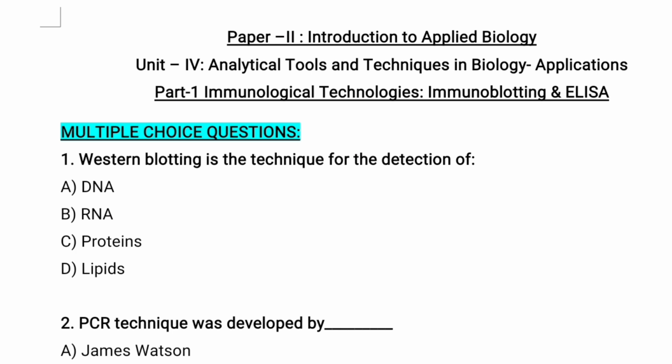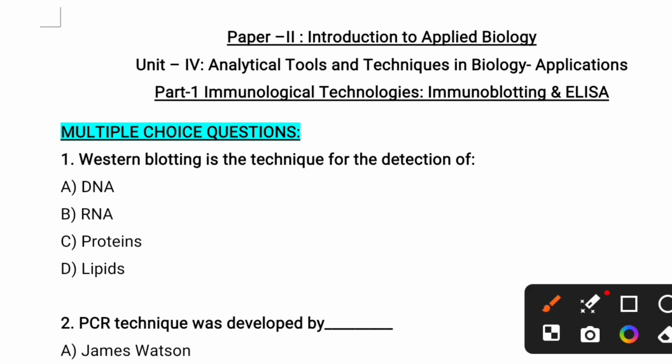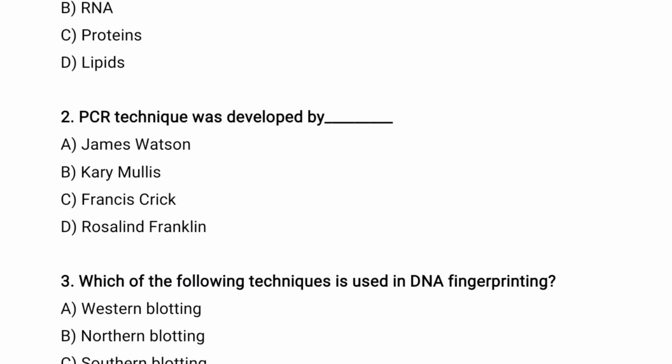Western blotting is the technique for the detection of. Options are DNA, RNA, proteins, lipids. So, Western blotting is a blotting technique that is used to detect the proteins. Let's see the next question.